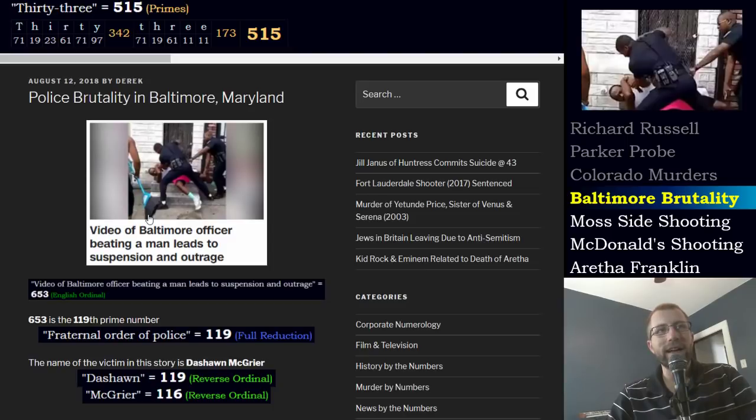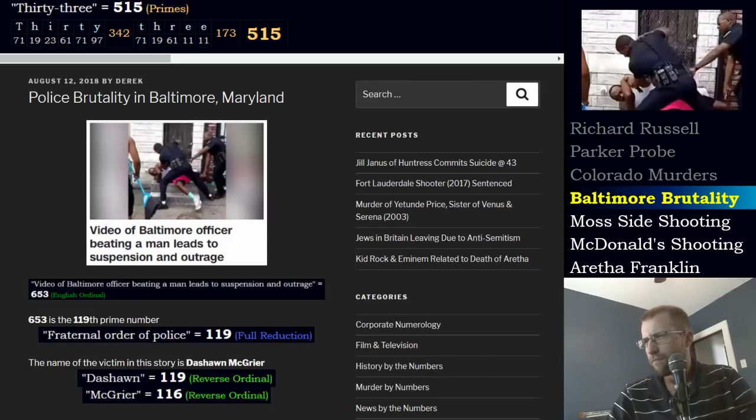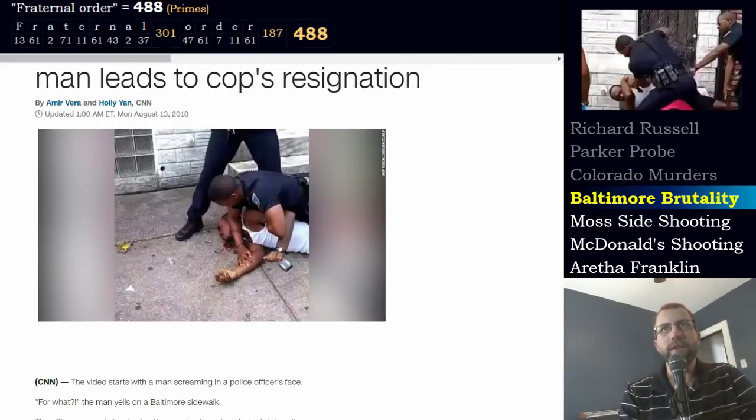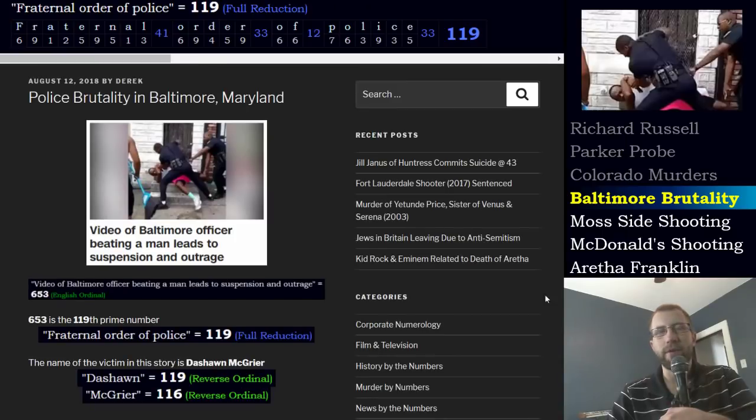So the first thing, I actually led off with the gematria of the headline because it sums to 653 ordinal. 653 is the 119th prime number. And of course, this is the inverse of 911, the emergency dialing code. In gematria, fraternal order of police equals 119 in the reduction method. And of course, that's what this story is completely celebrating here.